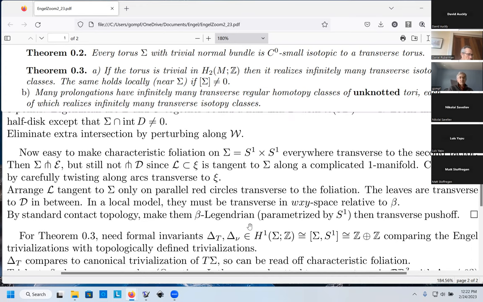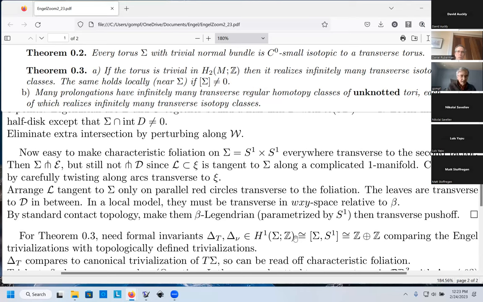So to talk about the tangent bundle first, which is easiest to define, we notice that the torus always has a canonical trivialization of its tangent bundle, just because it's R^2 mod Z^2, or S^1 cross S^1. And it turns out that any way you identify it, you're always going to get the same trivialization up to homotopy. So we've got this canonical topological trivialization, and then we compare the Engel trivialization to it, and that gives us this invariant that can actually be read fairly easily off the characteristic foliation. It comes down to basically counting Reeb components of your characteristic foliation.